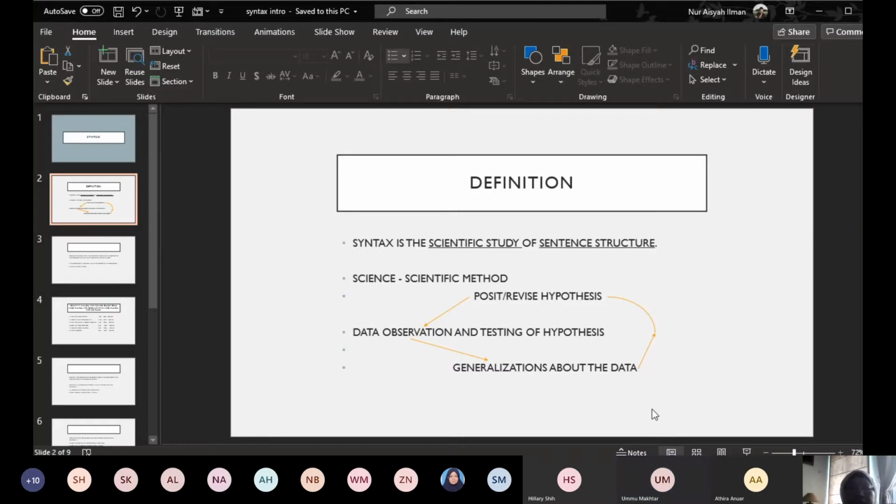So, syntax is the scientific study of sentence structure. Actually, linguistics is the scientific study of language, right? So, syntax is the scientific study of sentence structure, and then we try to be doing the scientific method when we do syntax. So if you can see, itulah dia punya main screen tu.